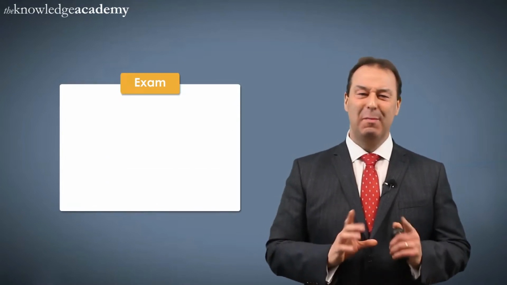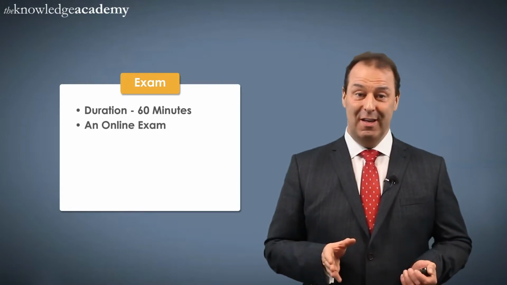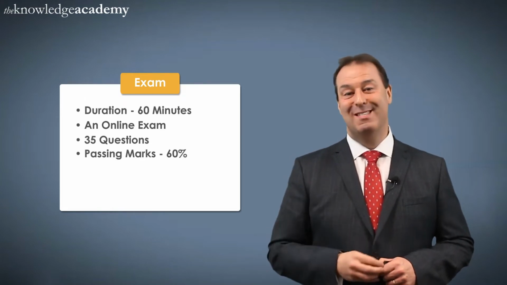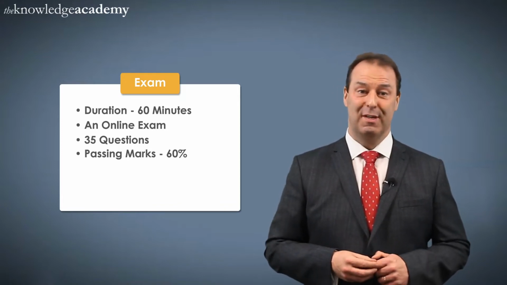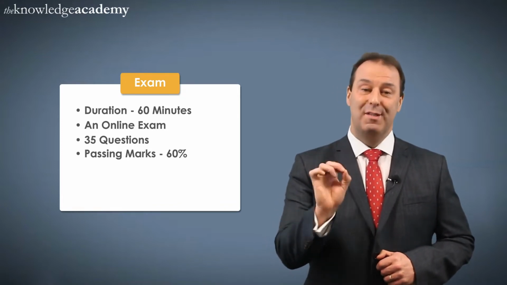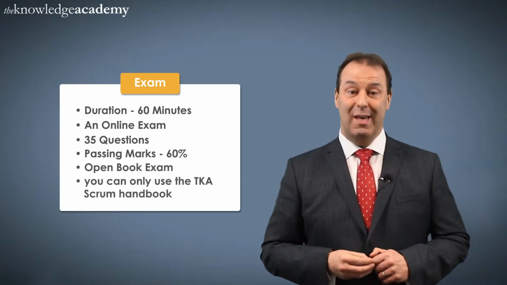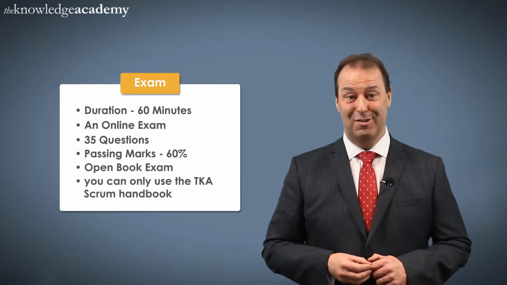Now, before we go into all the various modules, there is an exam that you can sit at the end of this course. So a little bit about the exam first. It's a 60-minute exam. It's done online, and it comprises of 35 questions. The pass mark is 60%. In other words, you've got to get 21 correct answers to get your certificate. Crucially, this is an open book exam, but you're only allowed to take in the TKA Scrum Handbook with you, which has been provided to you in your joining instructions.